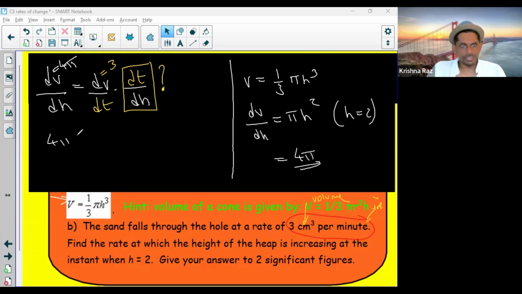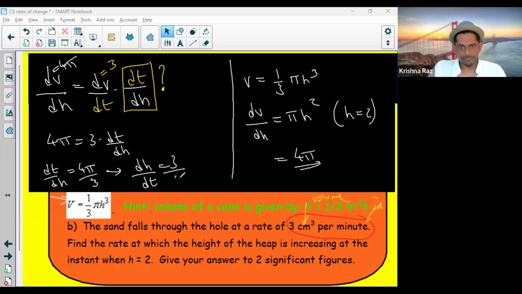So I know 4 pi equals 3 times dt by dh. So dt by dh must be 4 pi over 3. And because we want dh by dt, we take the reciprocal of that. Centimeters per minute, because height is in centimeters and the time is minutes. There you go. So I'm going to do that question a different way.